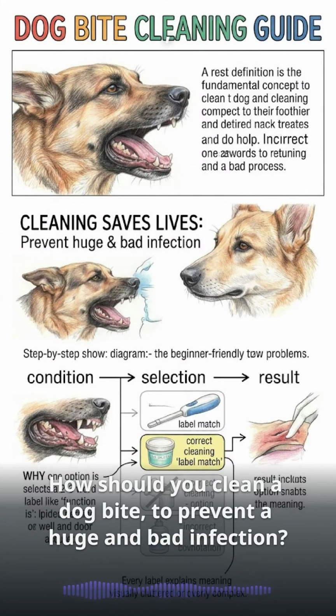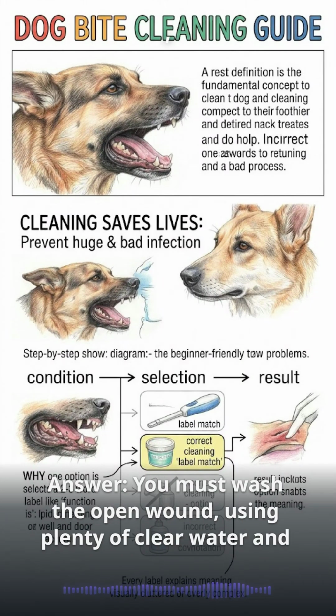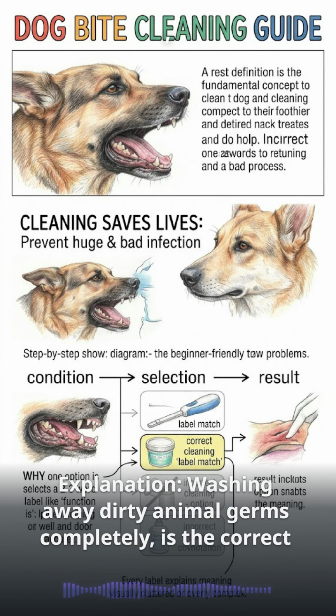104. How should you clean a dog bite to prevent a huge and bad infection? You must wash the open wound using plenty of clear water and good soap. Washing away dirty animal germs completely is the correct way to keep the patient safe.